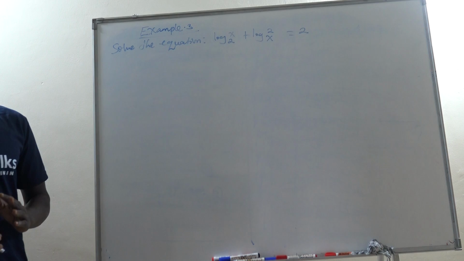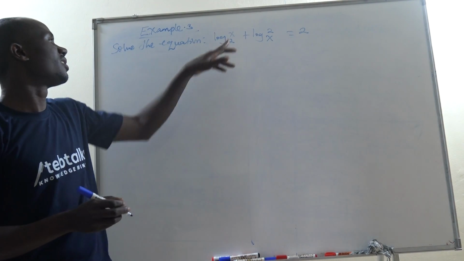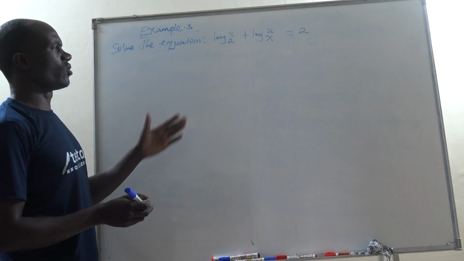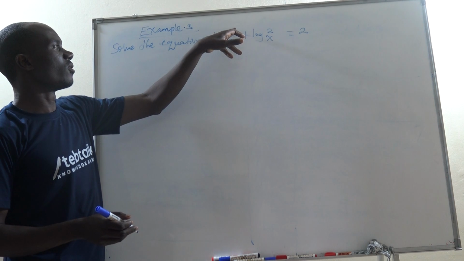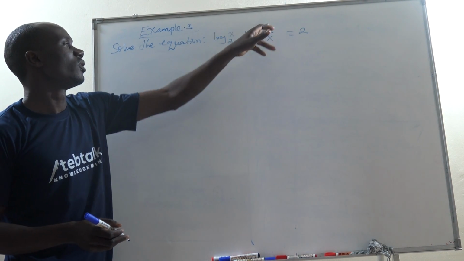When they say solve, that means they want you to look for the unknown. They want you to get the value of x, which we need to know. Now first observe the equation. This is log of x to base 2. Then here there is an interchange of the base. This is log of 2 to base x.